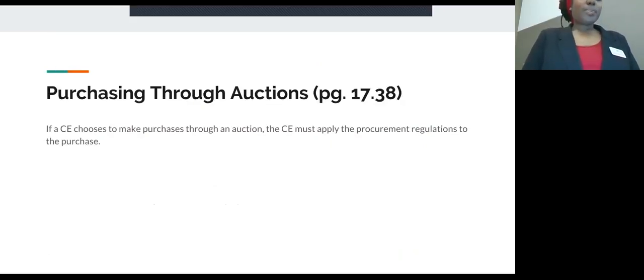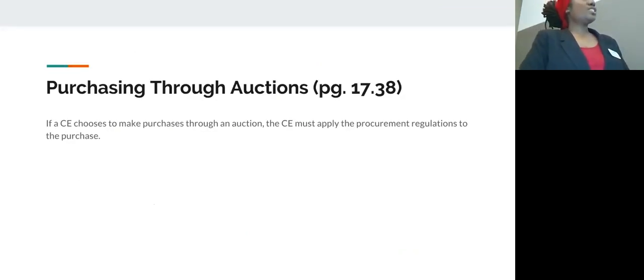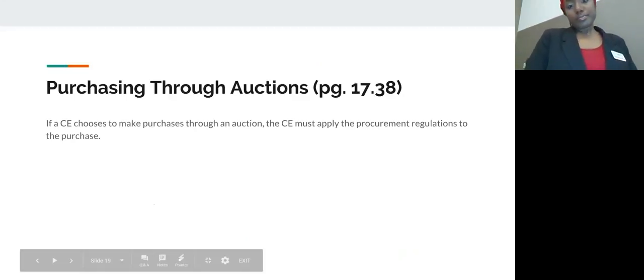All right, so purchasing through auctions, just a quick snippet on that on page 17.38. If a CE chooses to make purchases through an auction, then be sure that you're applying procurement regulations to that purchase. And that's it on that.